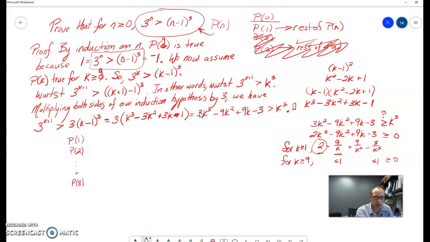And I can do that just by checking them. I mean, 3 to the first is greater than -1 cubed. 3 squared is greater than, whoops, sorry, 0 cubed. Then this would be 2, 1 cubed. And I go down here to 3 to the 8th is greater than 7 cubed. So I showed these base cases separately, and then my induction proof takes off from p of 9.